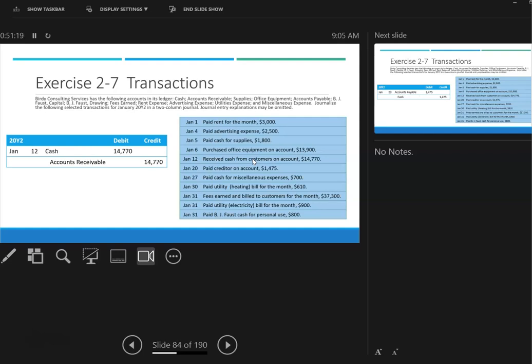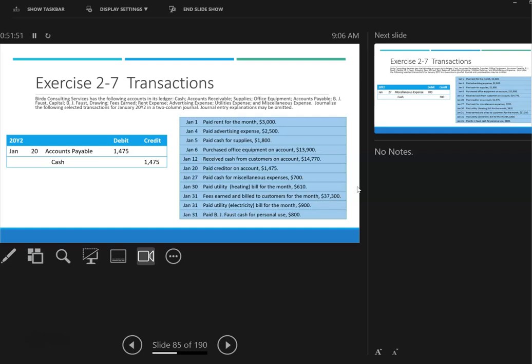Next, we received cash from customers on account, $14,770. Our cash goes up, our accounts receivable goes down. Both are assets. Next, we paid a creditor on account for $14.75. Do you see our accounts payable goes down and our cash goes down?